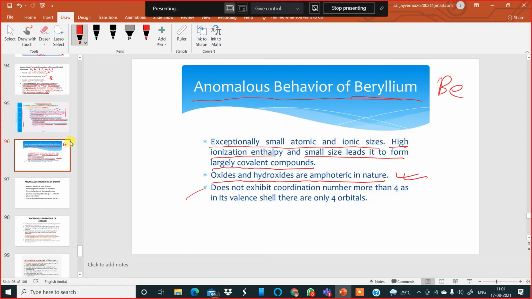Now beryllium does not exhibit coordination number more than 4, as in its valence shell there are only 2 orbitals, that is 2s and 2p, in the valence shell. That's why it is showing anomalous behavior. The d orbital is absent.